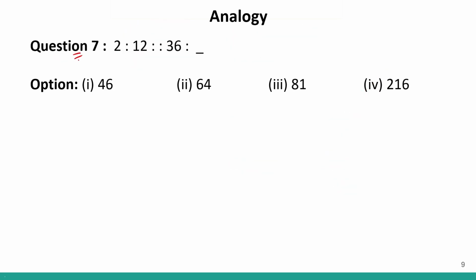Clear? Question number 7. Question number 7, we have 2 and 12 and 36 and we have to find the missing term. So simply this is plus 10. Correct? This is plus 10. So if I add 10 into it, how much will I get? If I add 10 into it, I will get 46. So 46 will be my answer. Correct? I can see option number 1, 46.